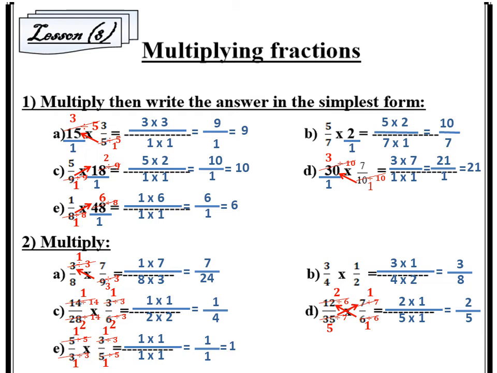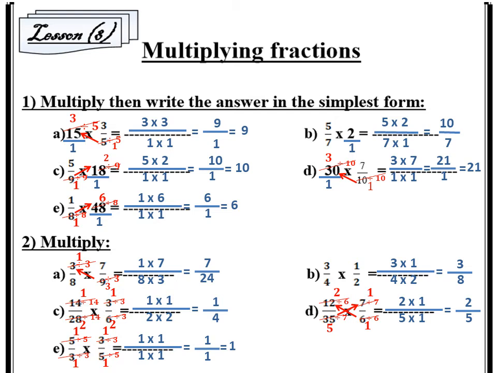35 and 7 are together in table 7. Divided by 7, 5. Divided by 7, 1. What's left? Up, 2 times 1. Down, 5 times 1, so it's going to give me 2 over 5.